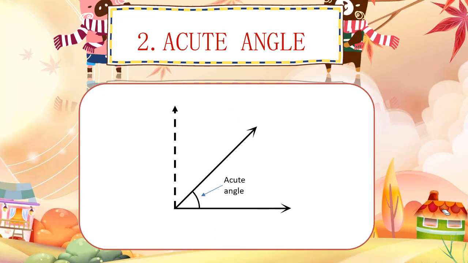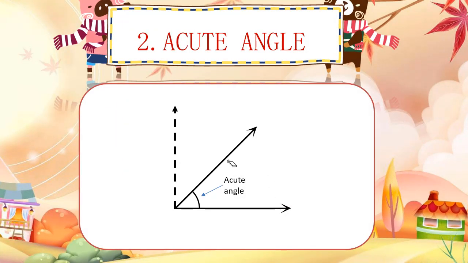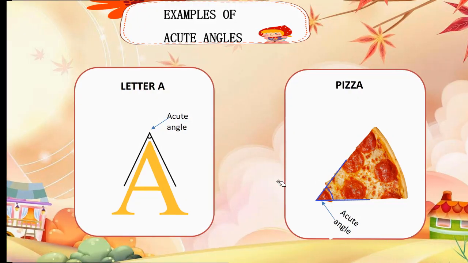Next type of angle, we have an acute angle. So we already know what a right angle is. This is a right angle. But when the space between two straight lines is smaller than a right angle, we call it an acute angle. Yes, so let's have a look at examples of an acute angle. For example, the top of the letter A creates an acute angle, or a pizza. A piece of pizza can also create an acute angle.